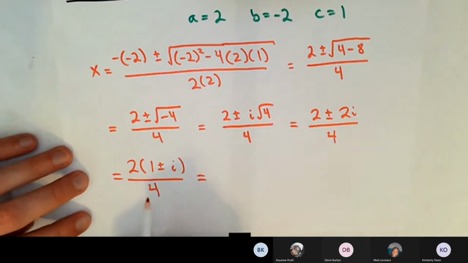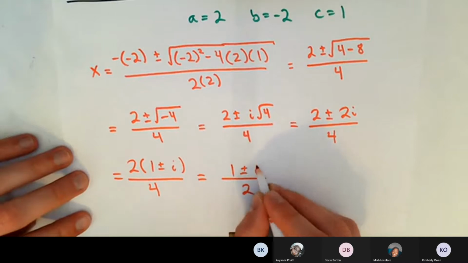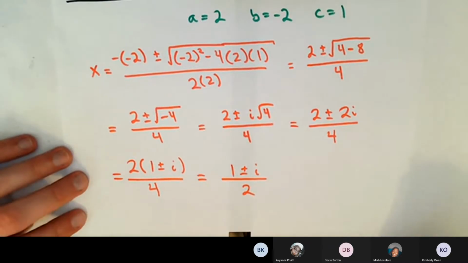But this 2 can partially cancel with the 4 in the bottom. The 4 in the bottom will turn into a 2, and I'll be left with my numerator, 1 plus or minus i. That's it. These are the two solutions, 1 plus i over 2, 1 minus i over 2.